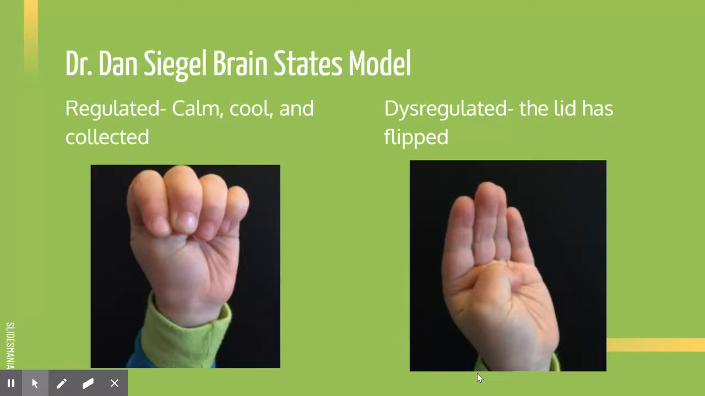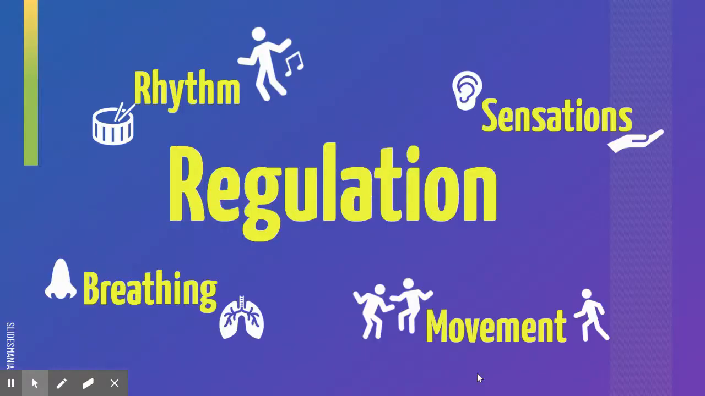This is a quick tip for classroom teachers. If you're interested in a quick way to show your students what a regulated versus a dysregulated brain state looks like, this is Dan Siegel's hand model. There are several YouTube links out there with quick short videos if you'd like to use this to teach your students what a regulated and dysregulated brain looks like. He talks about a regulated, calm, cool brain, or dysregulated where you have flipped your lid, as you can see in the pictures illustrated here.